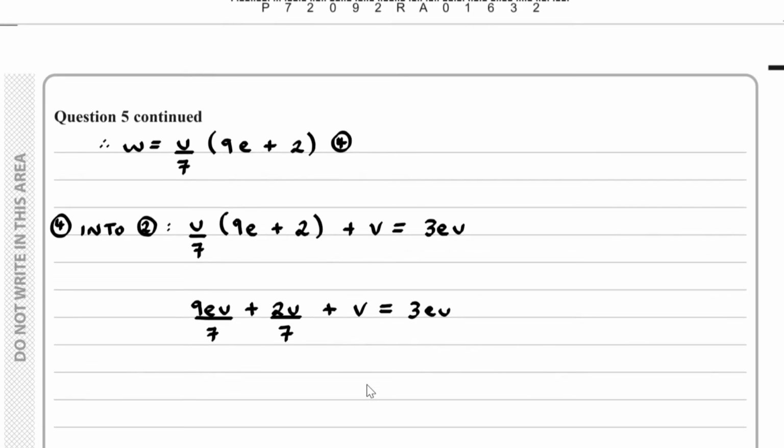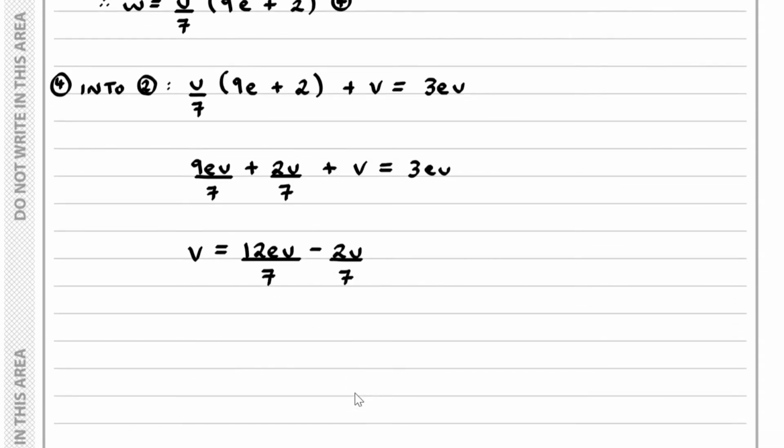So to find out what v is, well, 3eu subtract 9 over 7 eu, that will be 12eu over 7. So we have v equals 12eu over 7 subtract 2u over 7. And if I factorize out a u over 7, we can therefore conclude v is equal to u over 7 multiplied by 12e minus 2.